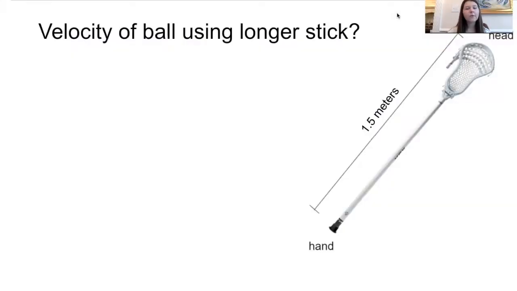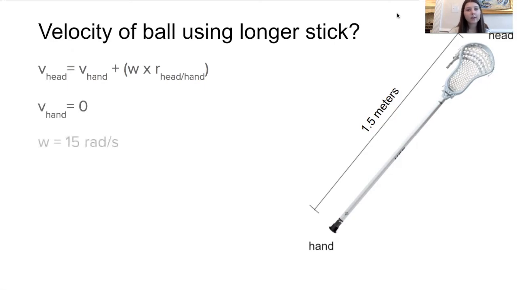Now, let's find out how fast the ball will go with a long stick. The equation we are using stays the same. The point representing the hand of the lacrosse player is still fixed, and the angular velocity is still 15 radians per second. The only thing that is changing is that the length of the stick is now 1.5 meters long instead of 1 meter long.